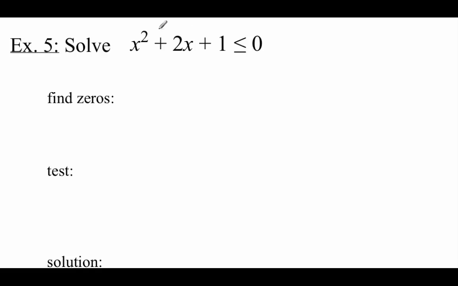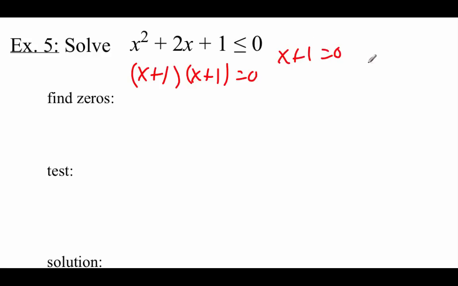Running through the next unusual case, we've got x squared plus 2x plus 1 is less than or equal to 0. We can factor this into x plus 1 and x plus 1. If we go through and solve each one of those, x plus 1 equals 0 means that x equals negative 1. And we've got another x plus 1 equals 0, so we get x equals negative 1 again.